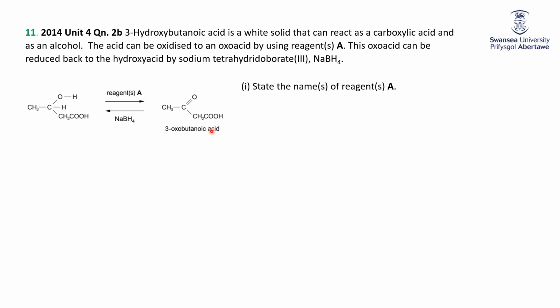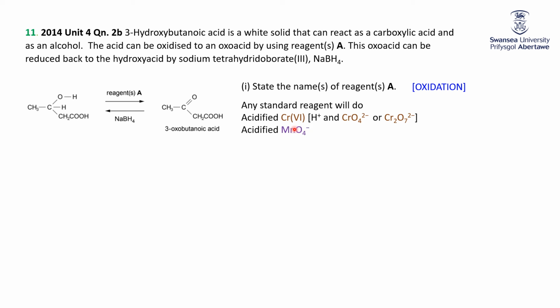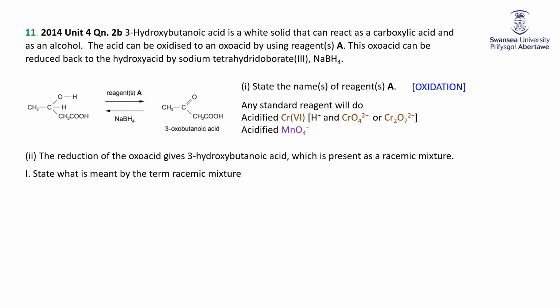NaBH4. So we're going here from a secondary alcohol to a ketone, so that's an oxidation. And we can use any of our standard reagents. There is, of course, that collection that we have seen before. No issues at all with that. The reduction of the oxo acid, there we are, gives the 3-hydroxybutanoic acid, which is present as a racemic mixture. Now, what's meant by a racemic mixture?